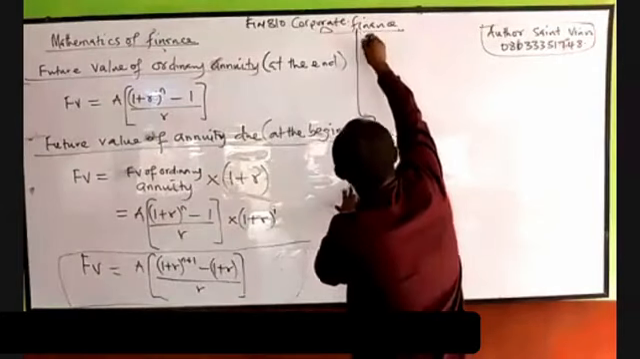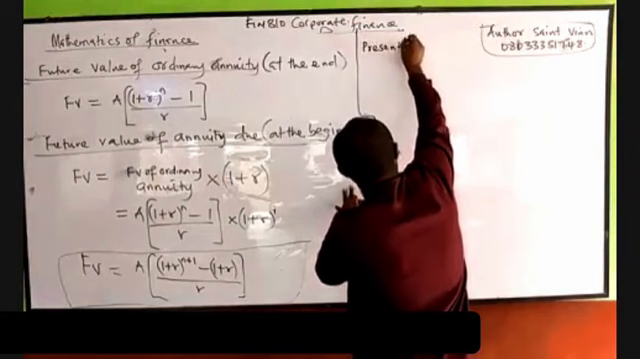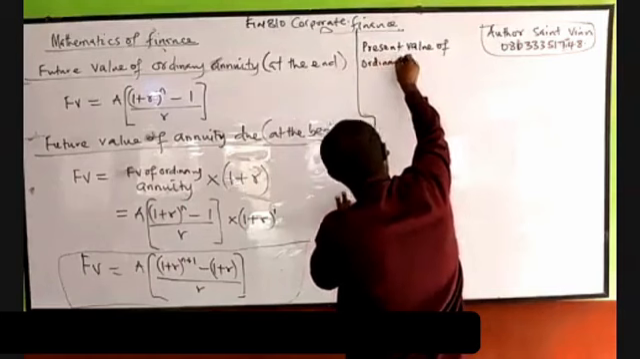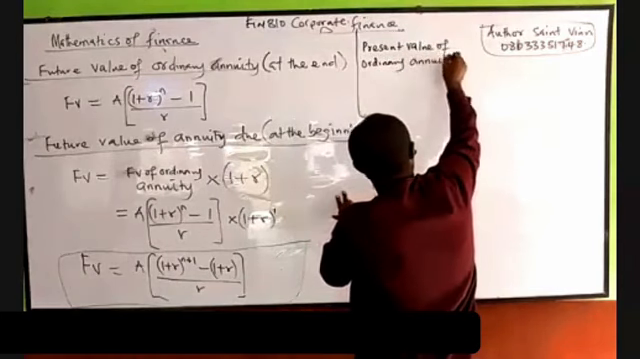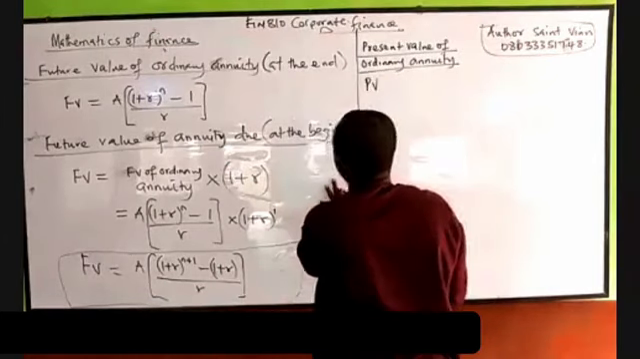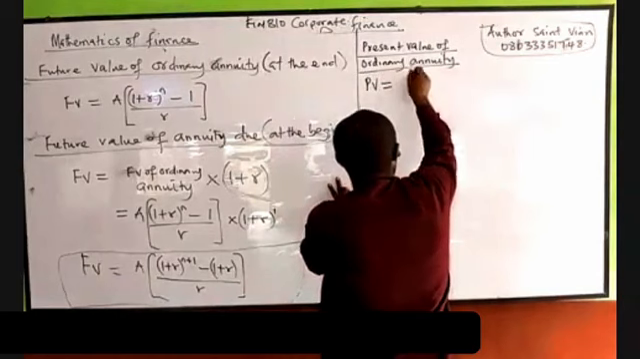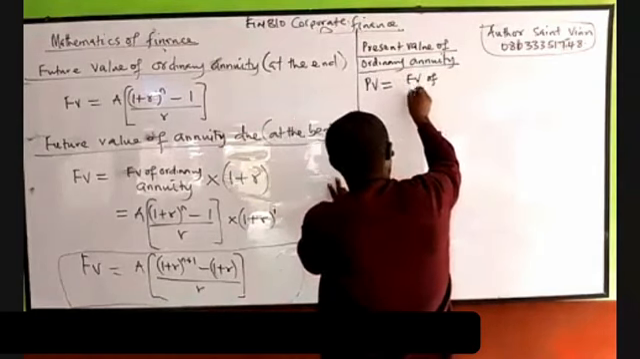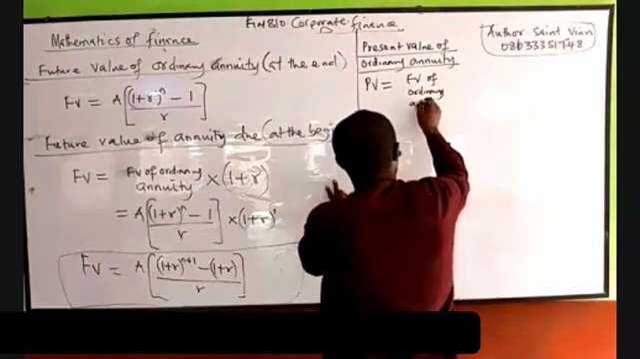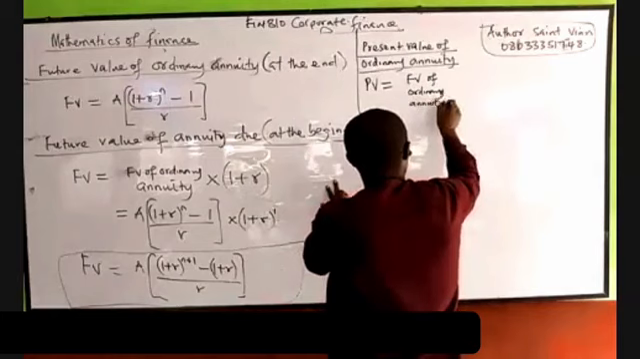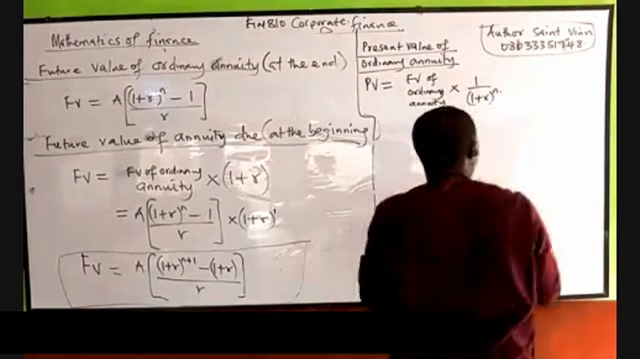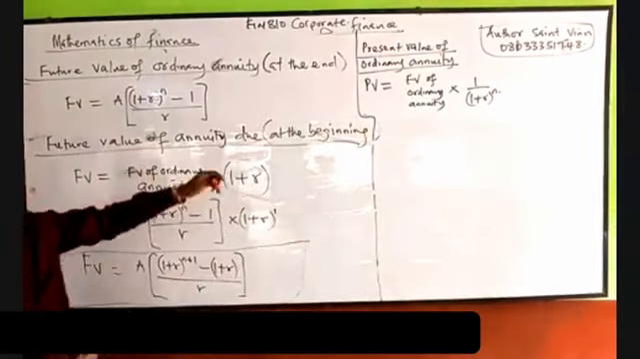Now I want to find present value of ordinary annuity. To find the present value of ordinary annuity, it must be equal to future value of ordinary annuity times the discount factor rate. I hope you know that one, because I have to discount this future.